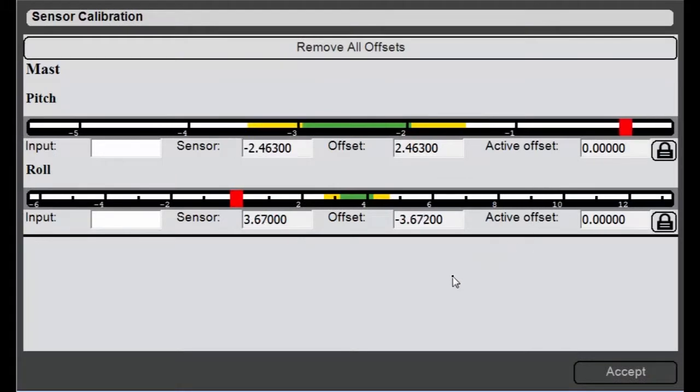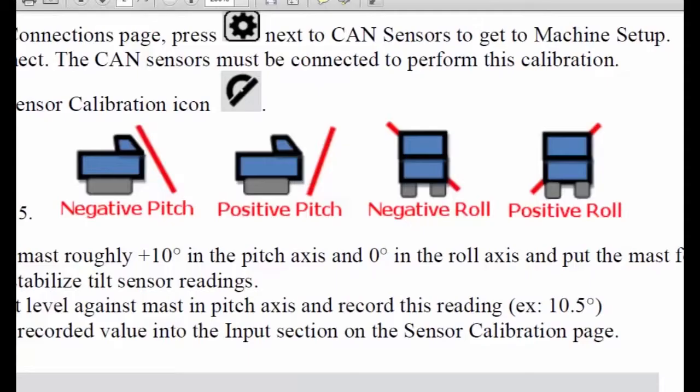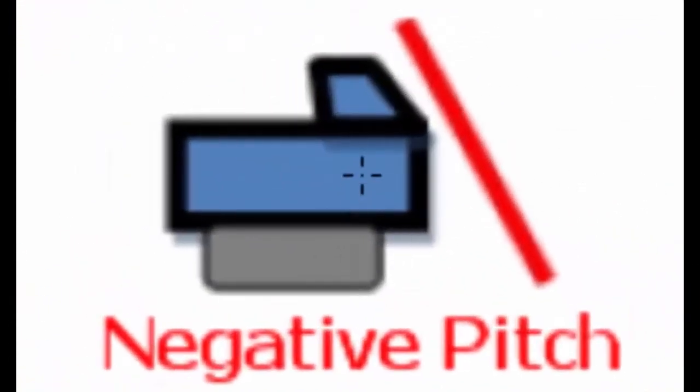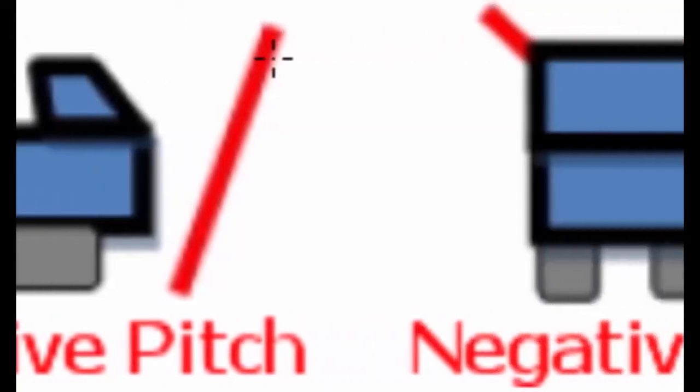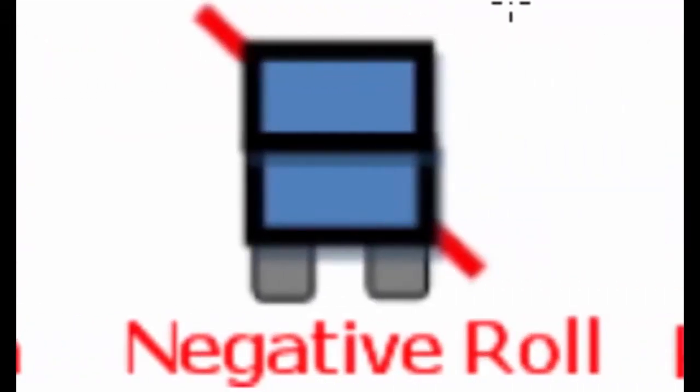And now it's asking me to do my calibration for my pitch and roll. Now if we look at this photo showing the different positive and negative pitch and roll symbols, we can see that if the top of the mass is leaning back towards the back of the machine, that's a negative pitch. If it's leaning towards the front, that's a positive pitch. If it's leaning to the left from the top, that's a negative roll. And if the top of the mass is leaning to the right, that's a positive roll.